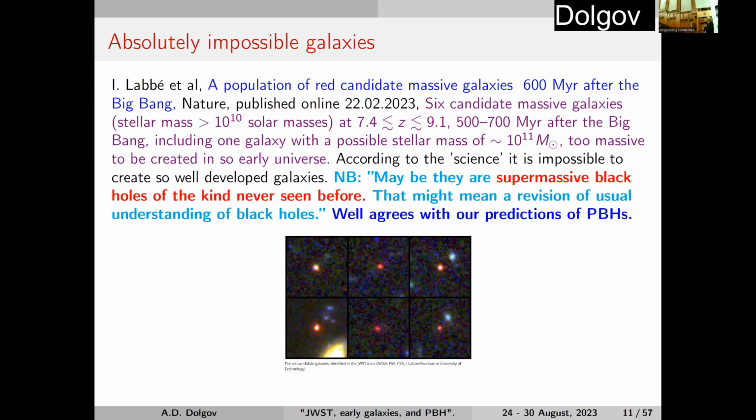It is like, instead of small children, there are grown-up adults. Science says it is impossible to create such developed objects in such a short time, and they say that maybe these objects are supermassive black holes of a kind never seen before. I don't know how to decipher it. Probably they mean something like primordial black holes. So the statement is very provocative.